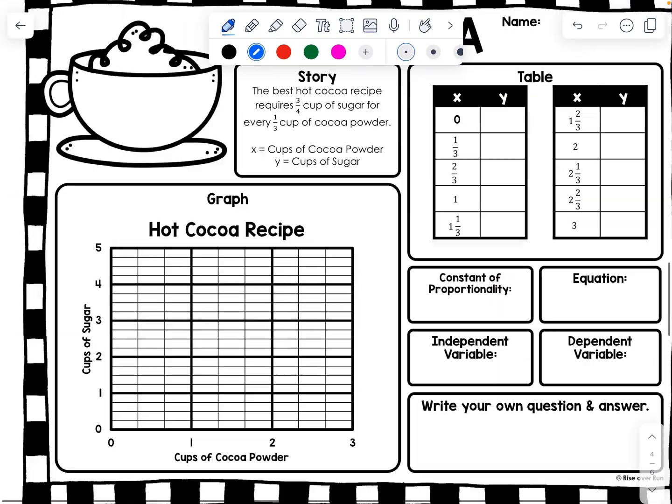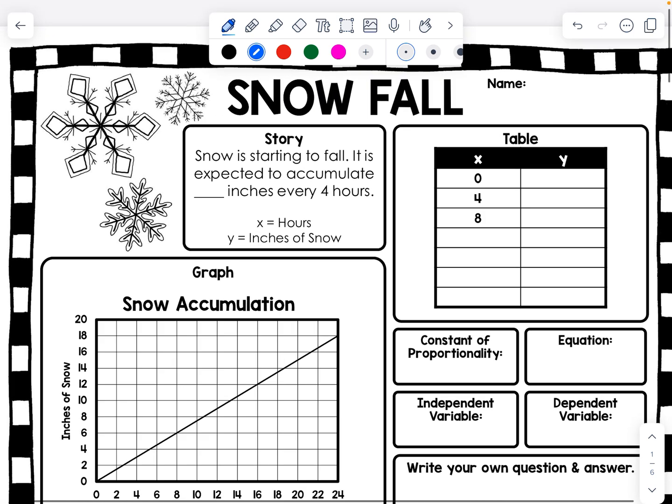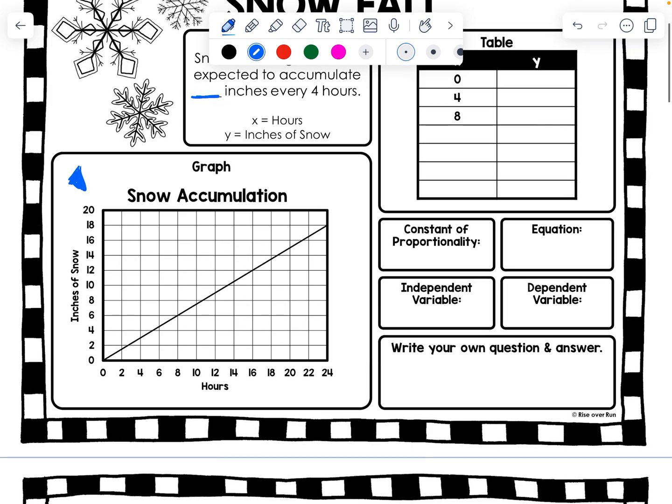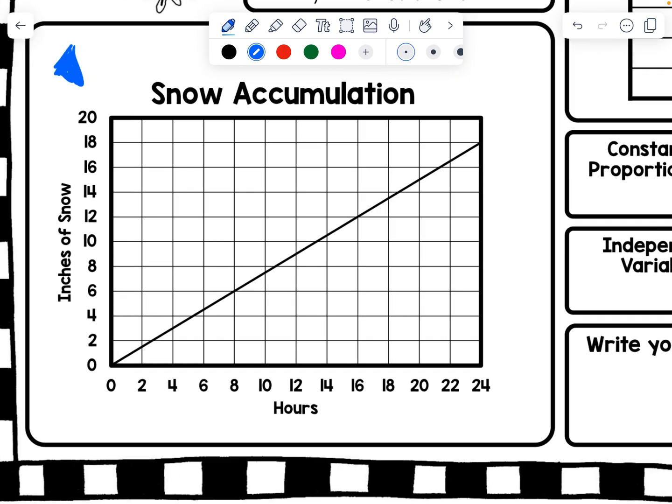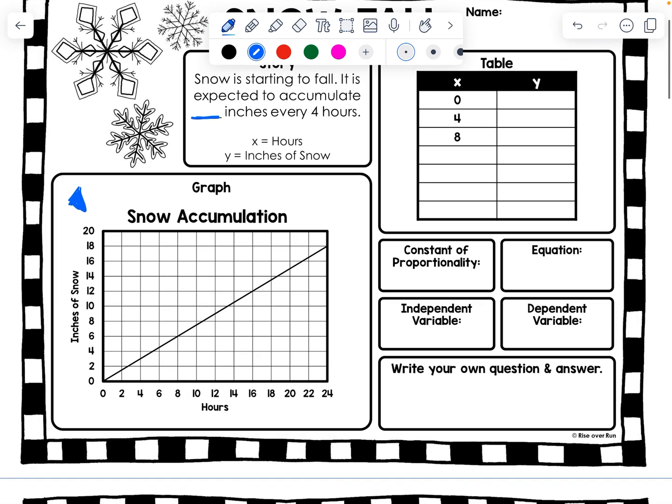Your job now is to work on all this, okay? So the snowfall. I'm going to give you some information on each one of them. In this case, the snowfall has all the information right here on the graph. So it says snow is starting to fall. It is expected to accumulate blank inches every 4 hours. So how do you get this? Well, let's look at the graph for this, because the graph has that information, okay?